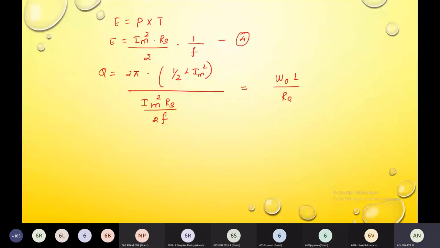You should substitute RS small, not R, because in parallel resonance you have RP. In series resonance you have RS. Both are not the same. So be careful when you are substituting or when you are writing with your notation. Okay. So therefore your Q equal to omega naught L by RS. In terms of C, how will you write? Can anyone say in terms of C how you will write?